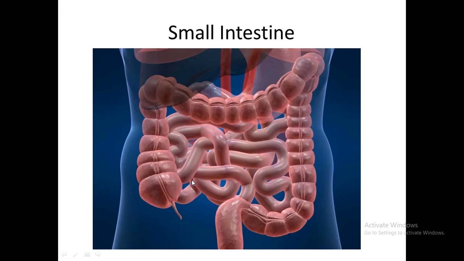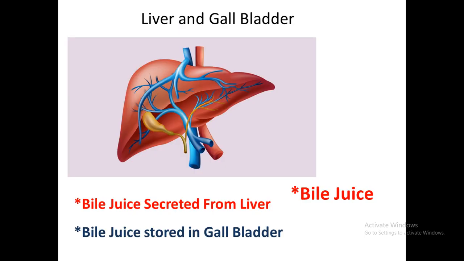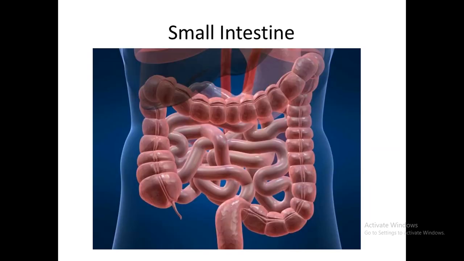Then the food reaches the small intestine. The small intestine is a long part. It is the longest part of the alimentary canal, and it is in coil form, and the main thing occurs here. The complete digestion of the food takes place in the small intestine. The food which comes to the small intestine is in acidic form because it was converted into acidic form in the stomach and then moved to the small intestine.